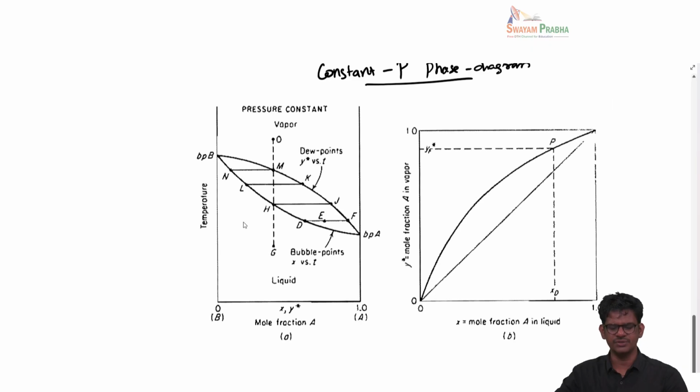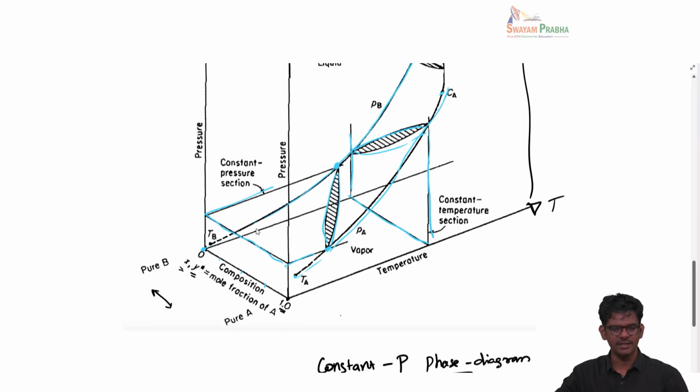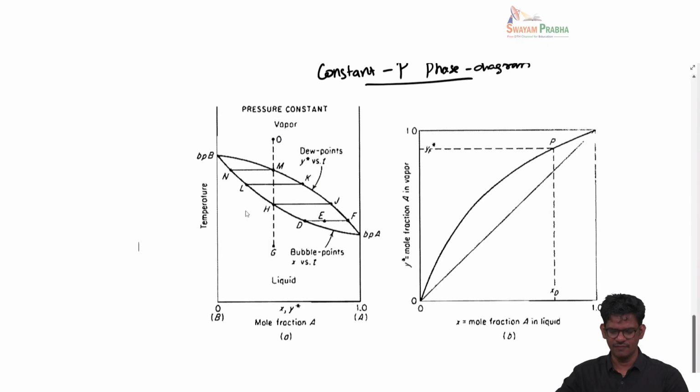This figure that you see here is actually cut by a constant pressure line. When you do that, the pressure is held constant. You can make different cuts though. Here we have taken one particular pressure and cut it, and you will see that there is temperature on the y-axis and the composition on the x-axis. When you keep the pressure constant, temperature and composition become variables here.